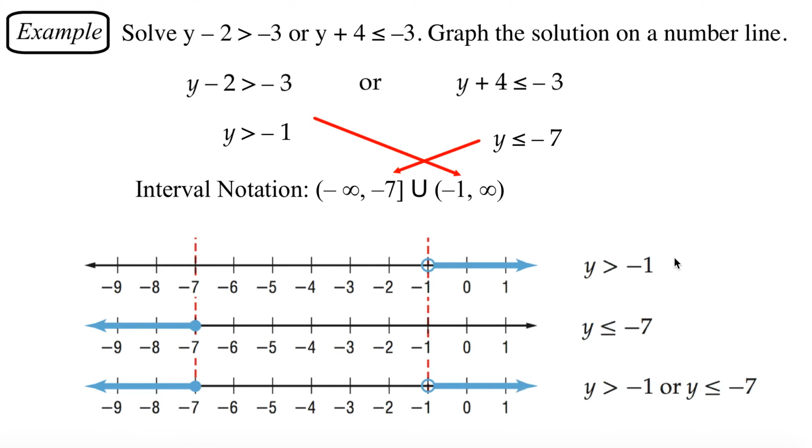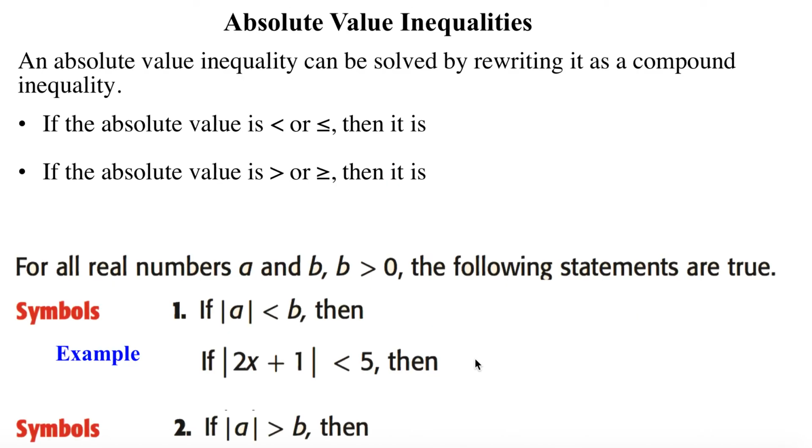One of the things that you will notice when you have an or statement is that most often you're going to have two different sets of intervals, two separate inequalities, and two separate graphs going in opposite directions. And when you have a compound inequality with and, the graphs will go towards each other and just have endpoints on the end.